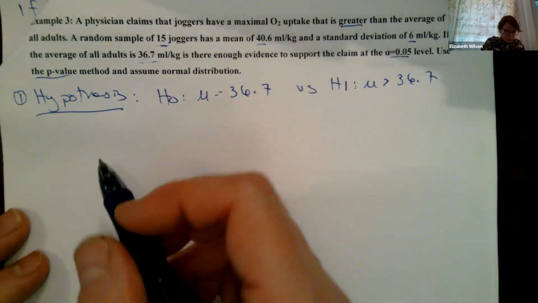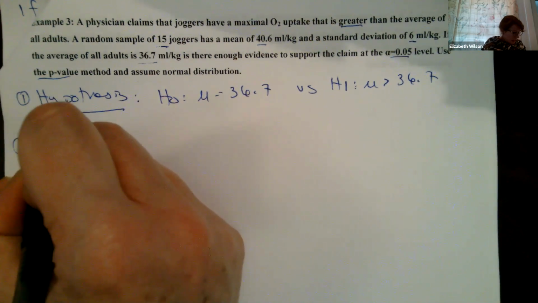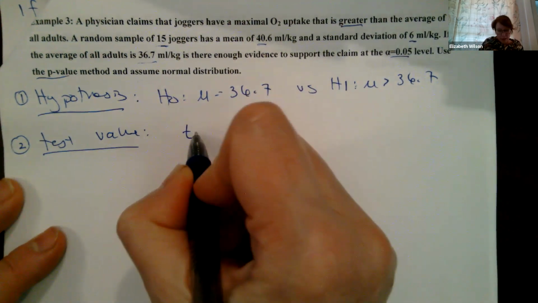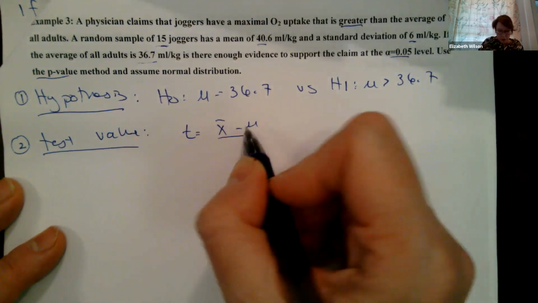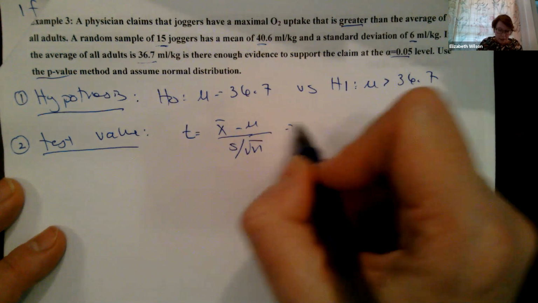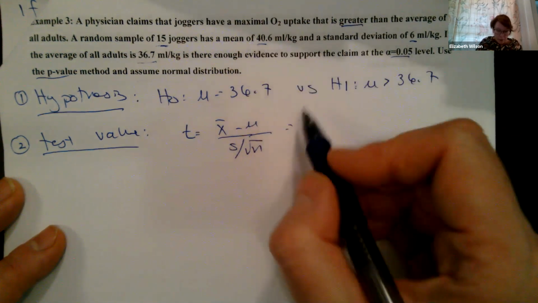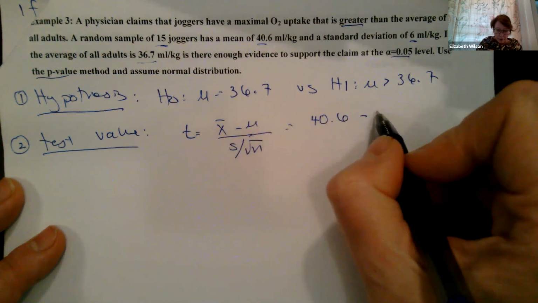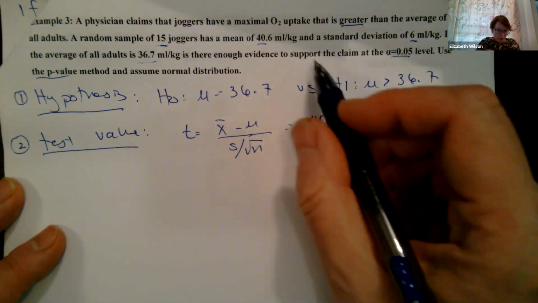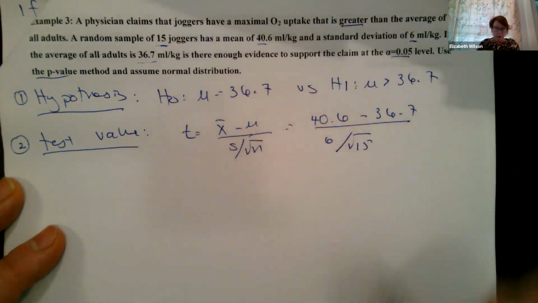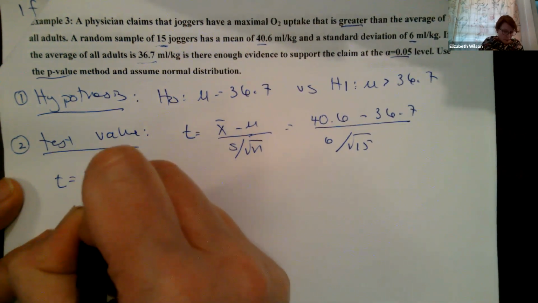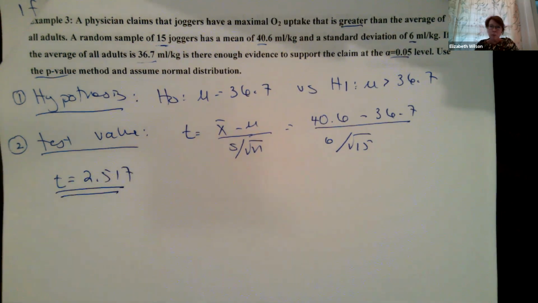So we have to calculate our test value. My t equals x bar minus mu, all over the sample standard deviation over the square root of our sample size. So I can plug things in: my sample mean 40.6 minus my population mean, all over my sample standard deviation divided by radical 15. I add, subtract, multiply, divide, and I get my t-value equal to 2.517.